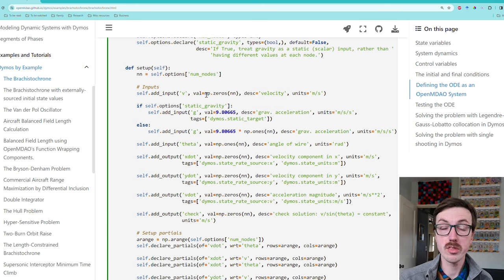So similarly, theta is a control. The optimizer controls the value of theta and passes it into the ODE. All the ODE is doing is calculating the physics, in this case x dot, y dot, and v dot.